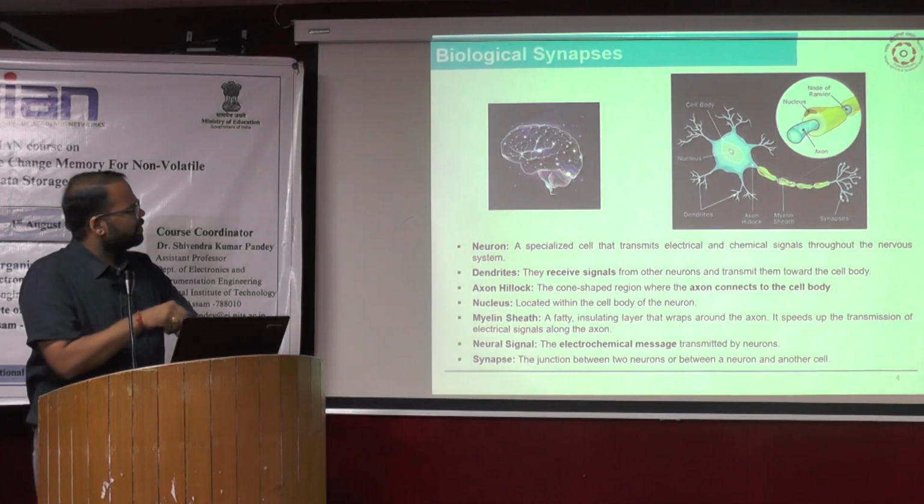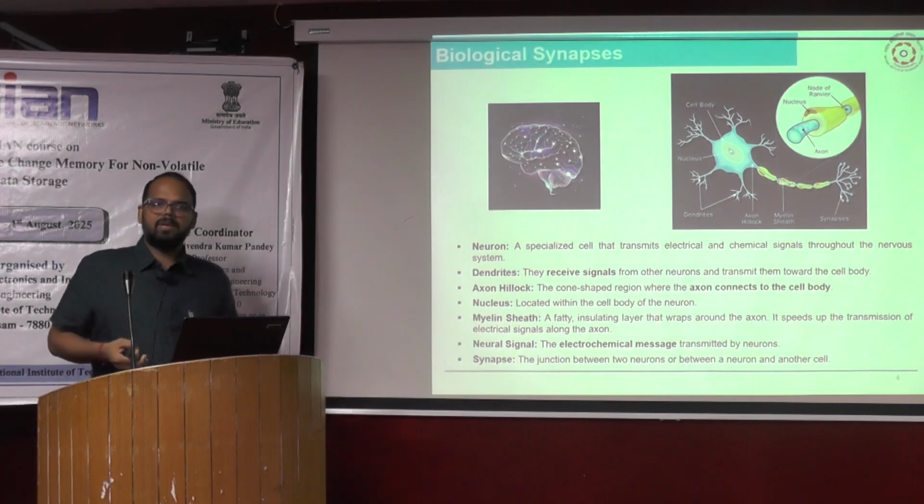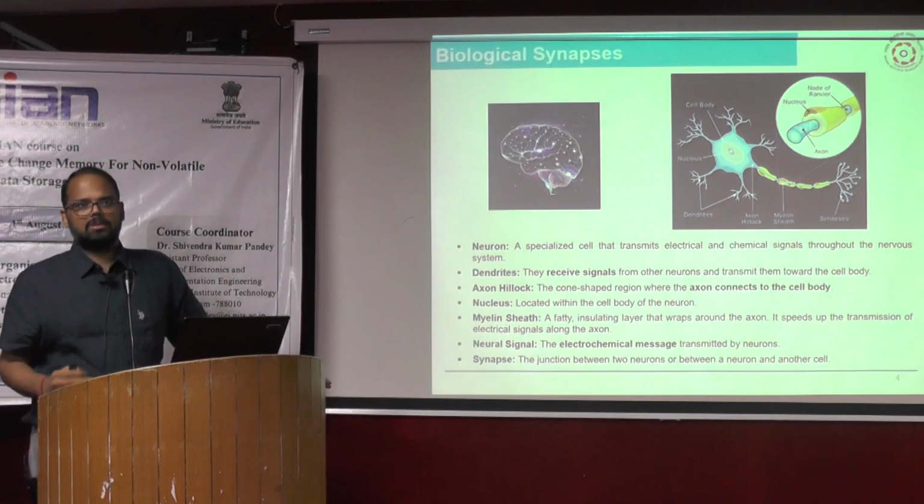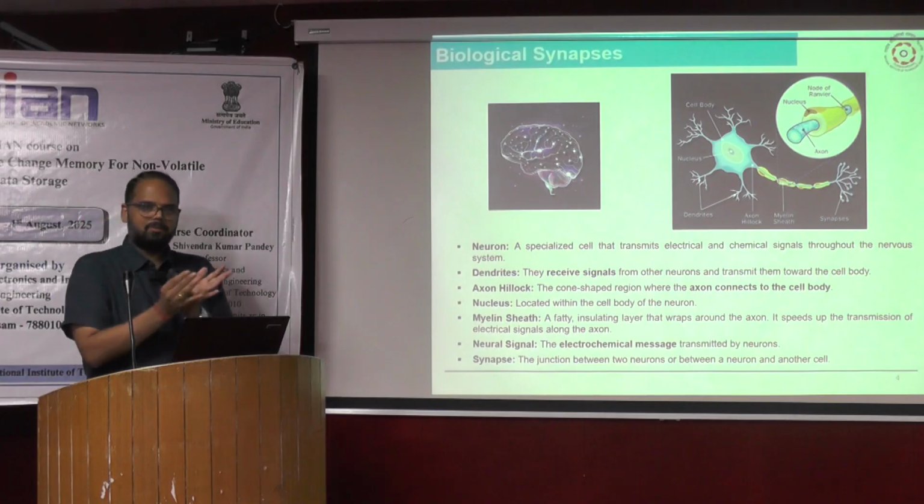And then the nucleus. The nucleus is one of the important parts of this neuron, at the center. Located within the cell body of the neuron, it is the main functional part, a kind of processing of the things and then transmitting it. So it is processing the information.